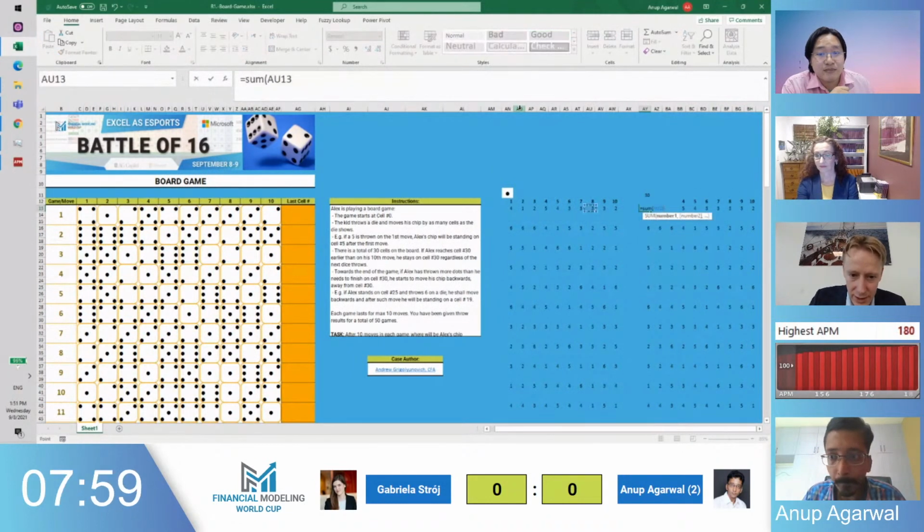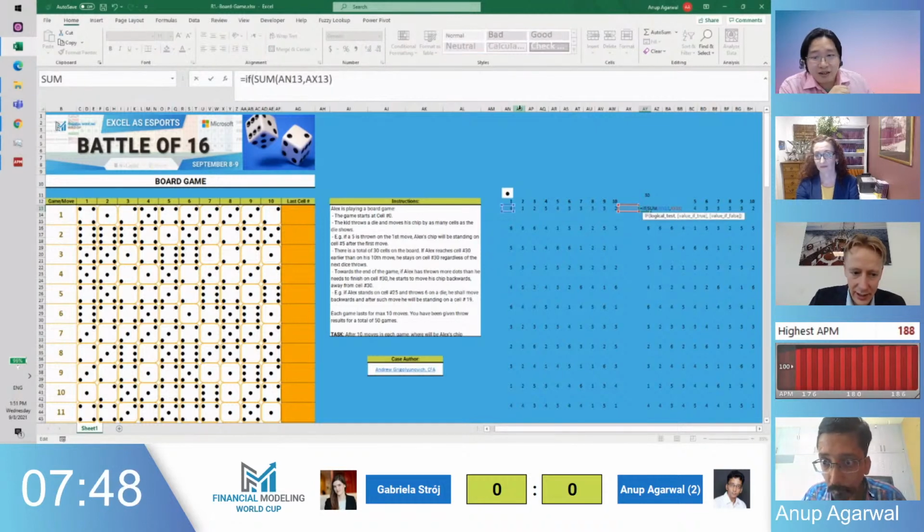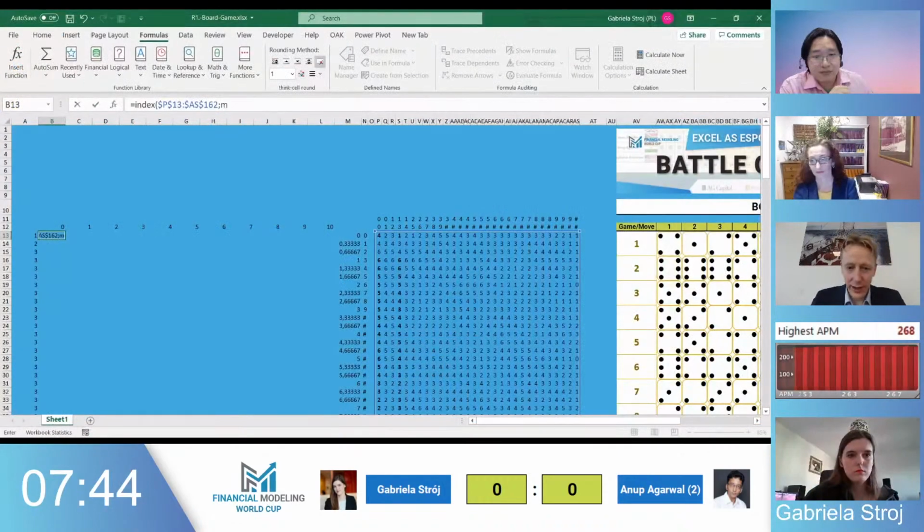So what he's currently doing, he's putting together the number of moves after each roll, and then he's going to be calculating for the last cell where he's standing in the next column. Let us see what Gabriella is doing currently. It seems that Anop is way on track. Looks like Gabriella's on track as well.